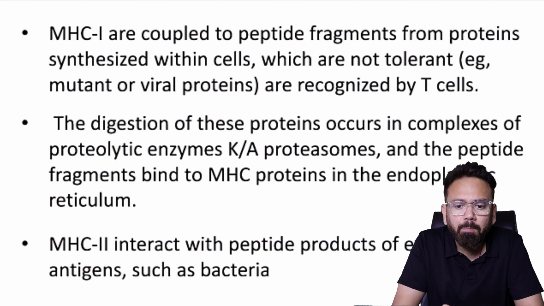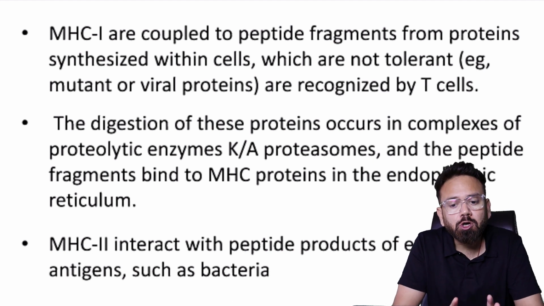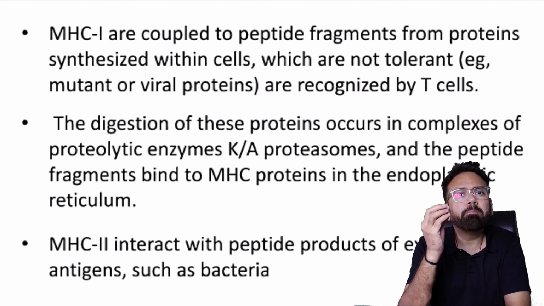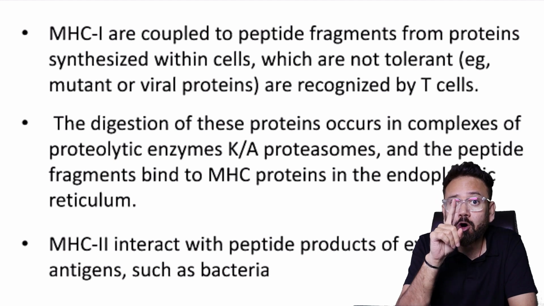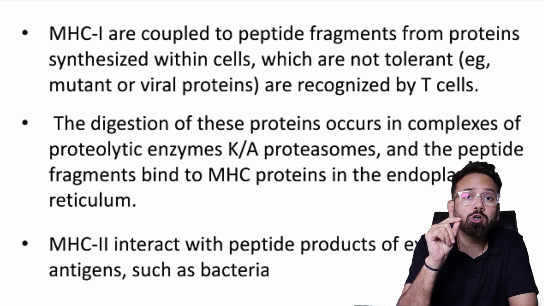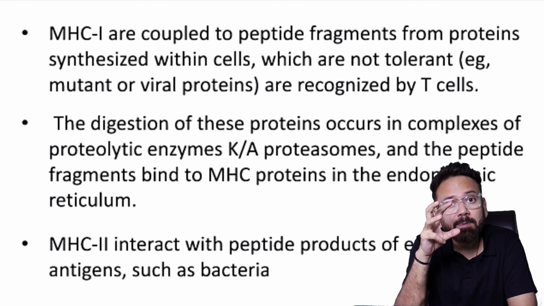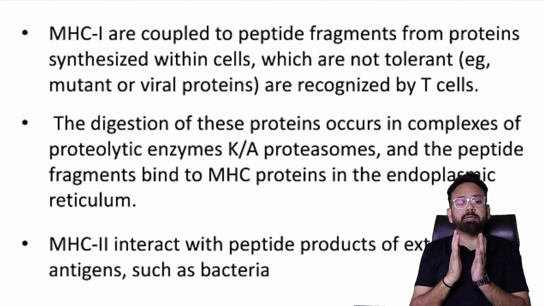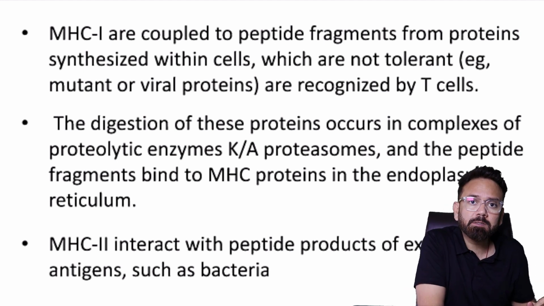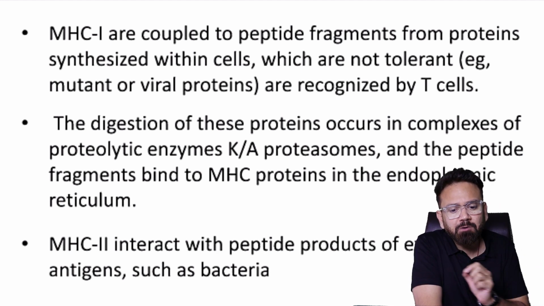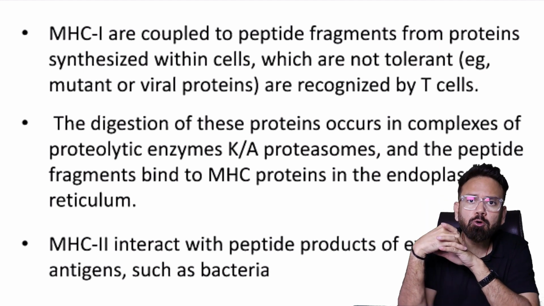Now MHC1 are coupled to peptide fragments from proteins which are synthesized within the cells, which are not tolerated and are recognized by the T cell. Like mutant proteins, like viral proteins, which are not tolerated. They are not good for the body. They are recognized by class 1 MHC, and they are recognized by the T cell. So digestion of these proteins occurs in the complex of proteolytic enzymes called proteasomes, and the peptide fragment binds to MHC proteins in the endoplasmic reticulum. This was about class 1 MHC.